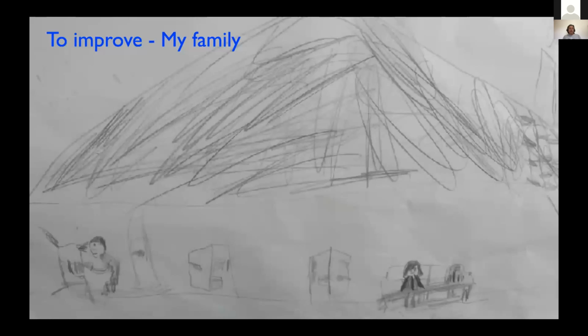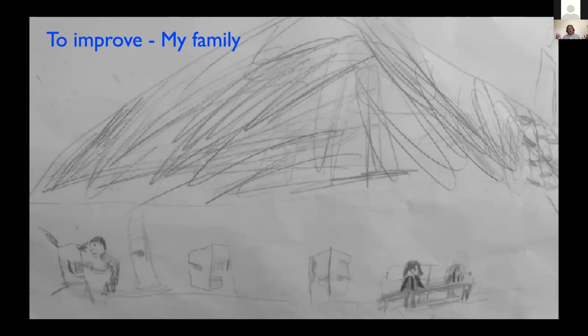As a final point, I have this drawing from my son, and I'm a bit worried about this. He drew our family, and you have my wife and him playing on the sofa while I'm working on the supercomputer. And I want this to change.